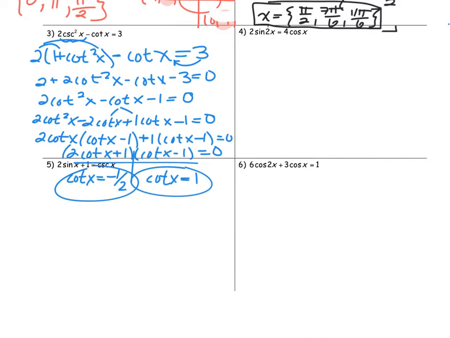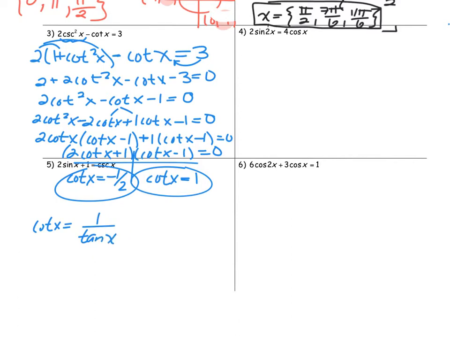All right, so pause the video here and see if you ended up getting the same thing as me. So you should end up getting cotangent of x equals -1/2 and cotangent of x equals 1. Now, when we're dealing with trigonometric functions and finding those corresponding angles, we want to have them in terms of sine, cosine, and tangent. So if you remember, cotangent of x is equal to 1 over tangent of x.